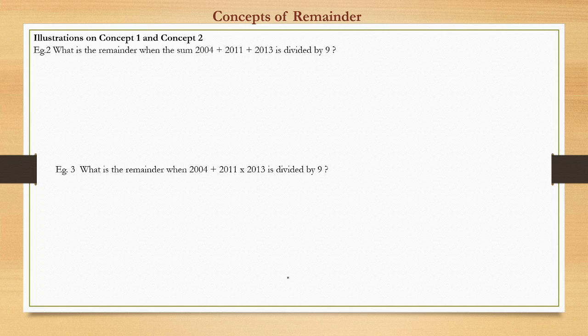Now let us see a further example on a similar concept. What is the remainder when the sum 2004 plus 2011 plus 2013 is divided by 9? This remainder we have to find. The individual remainders we know. The remainder of this will be the same as the remainder of the sum of the individual remainders. So that is 16 by 9. The remainder when 16 is divided by 9 is 7. So very easily we could get the final remainder as 7.